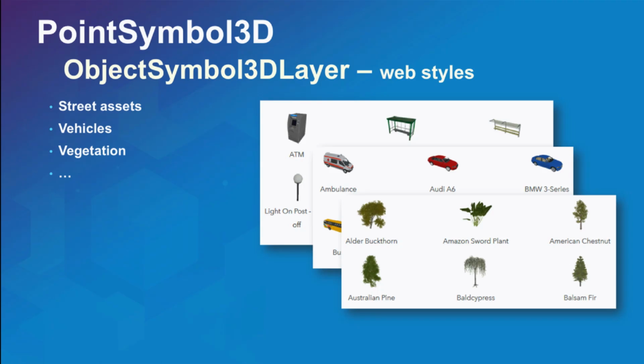But we realized that this is not an option that's available to many of you. So what we did is create a library of many different objects that you might want to use in your maps, and we will keep extending that library. That's what we call the web styles. It contains assets for street furniture like payphones, light posts, and park benches, and then vehicles and vegetation like trees. And maybe you could briefly, did you have the guide page open?